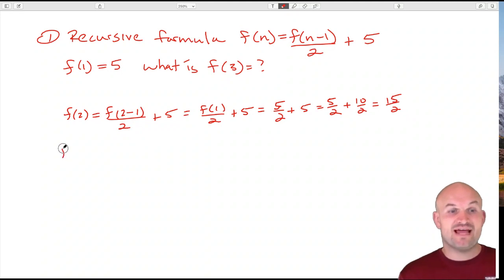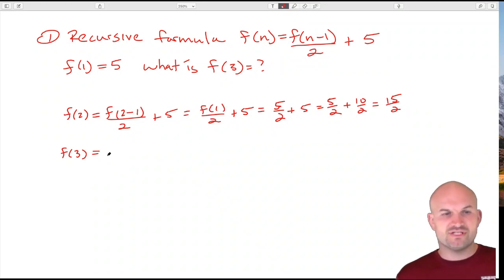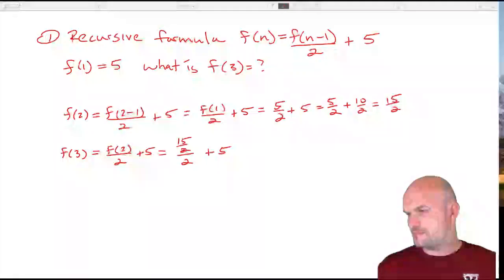So now if I want to figure out what f of 3 is, again, you're going to follow the same idea. This is really just going to be f of (3 minus 1), which is f of 2, divided by 2. Okay, now f of 2 is obviously 15 halves.